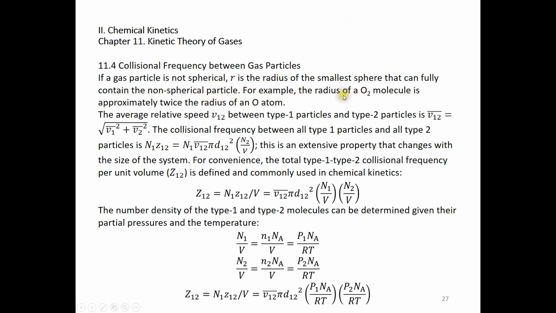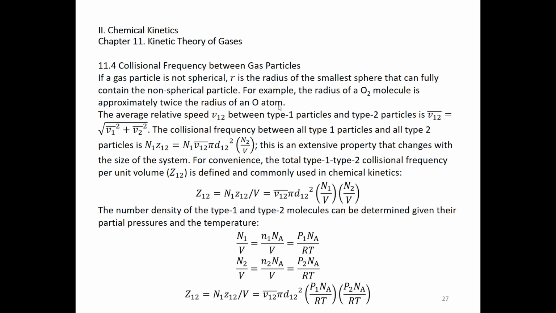So whatever sphere that can contain this O2 molecule, its radius is roughly 2 times the radius of an oxygen atom. Alright, so if you have a molecule with a non-spherical shape, you just need to find 2 points on the molecule that are the farthest away from each other, and that will be the diameter of the sphere that can contain this entire molecule.